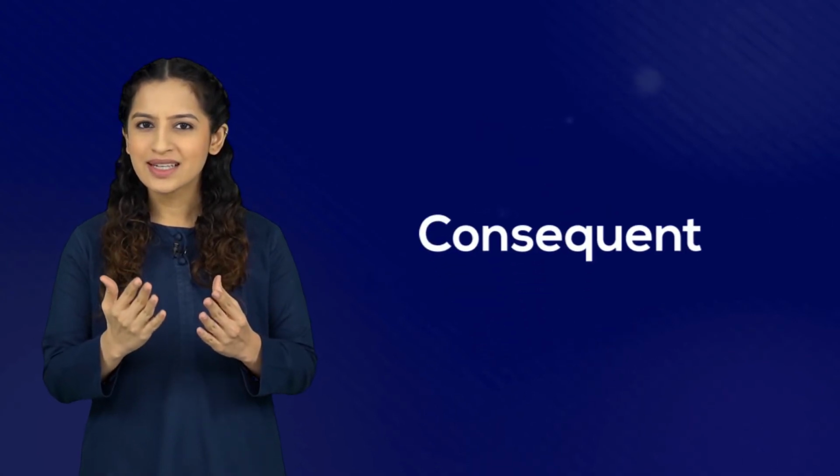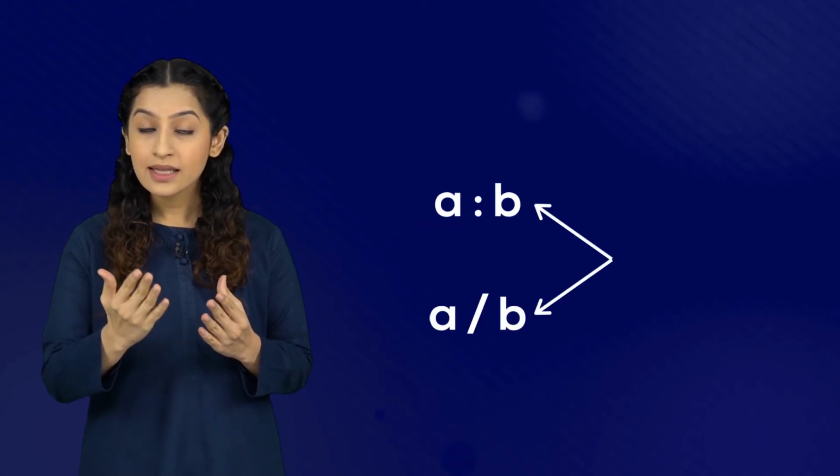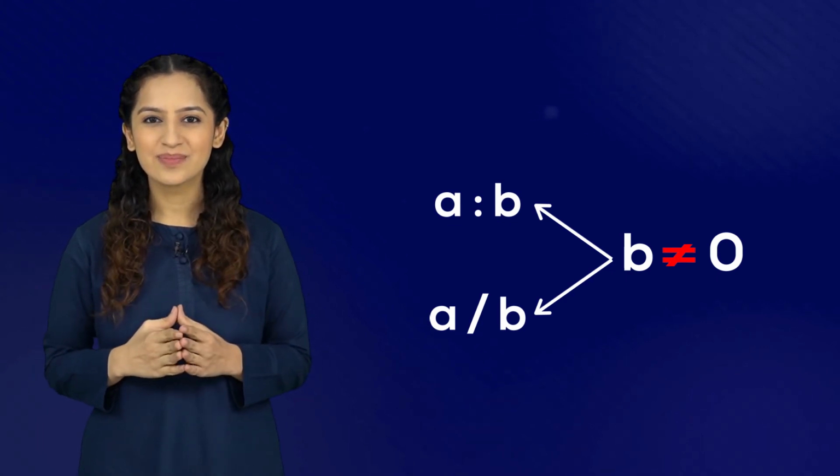Speaking of the consequent, do remember that in a random ratio A to B, this B, the consequent, can never be equal to 0. How can you forget?